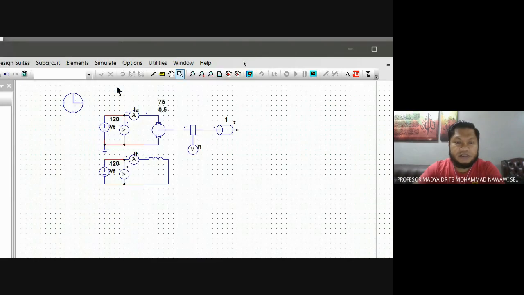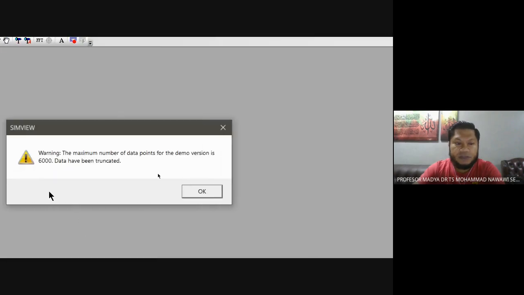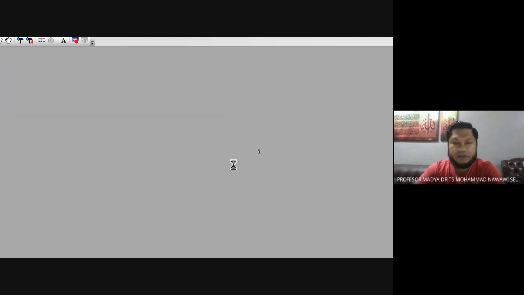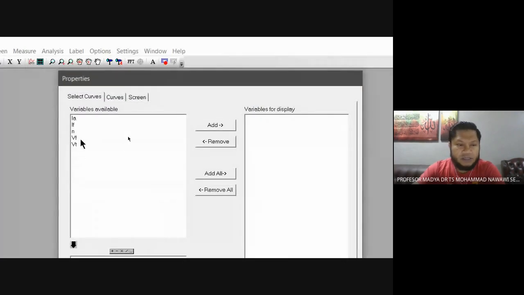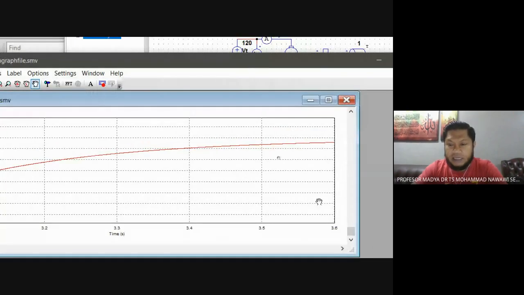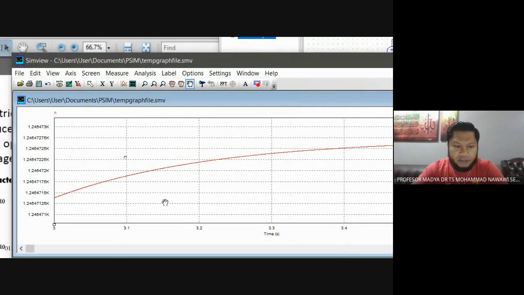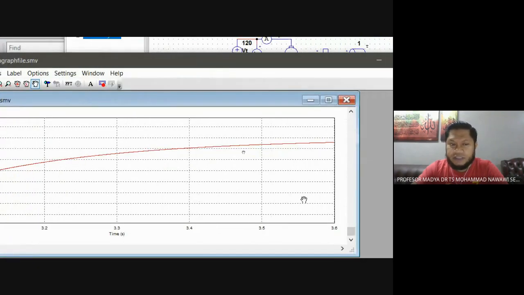Go to simulate, then run the simulation. Okay, the maximum number of data points is 1000 data. So let's have a look. Yeah, because it is beyond the demo version, I have to adjust the number of points. Don't worry. Just have a look at the speed. Look at that. Start from 3 and just up to 3.6.